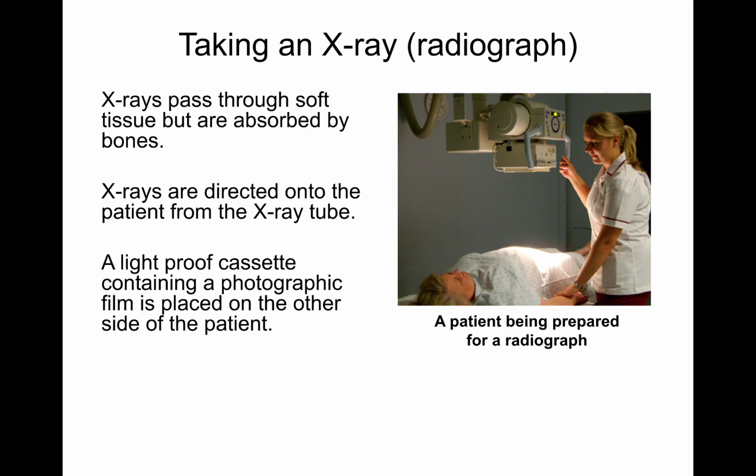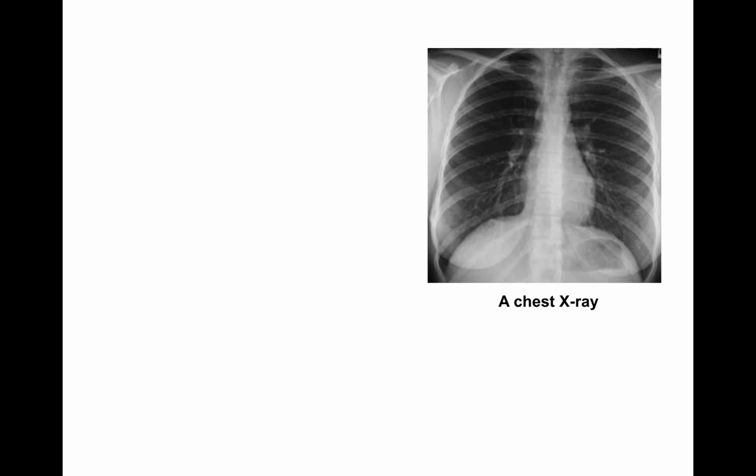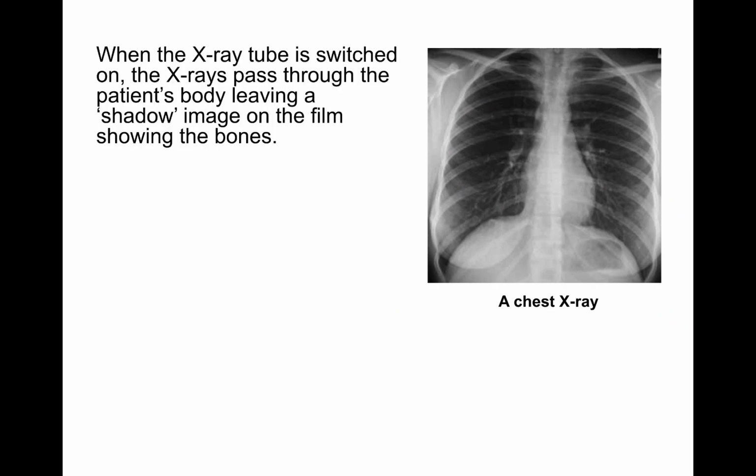And then a light-proof cassette containing a photographic film is placed on the opposite side of the patient. Remember to pause if you want to make any notes. I'm going to move on to another slide now. So when an X-ray tube is switched on, the X-rays pass through the patient's body, leaving a shadow image on the film showing the bones, because obviously the X-rays can't pass through the bones.